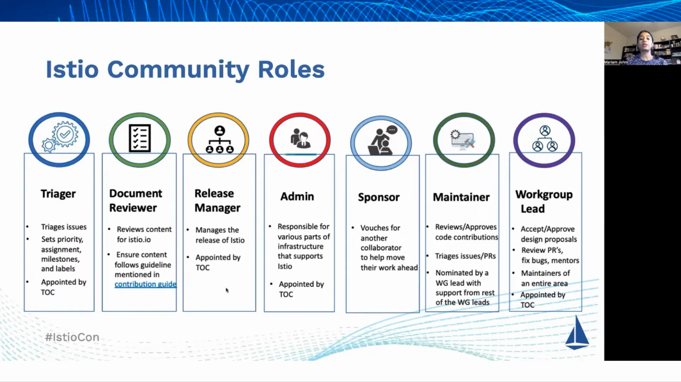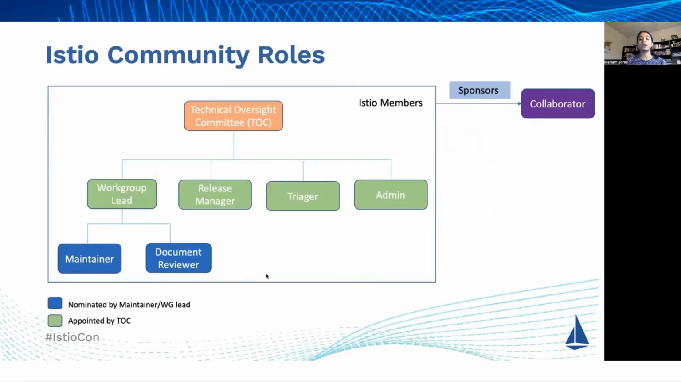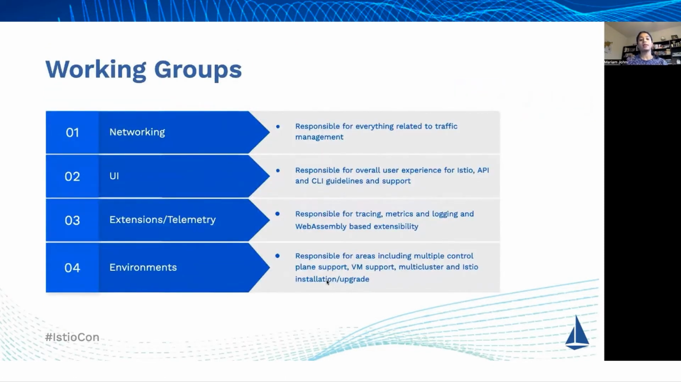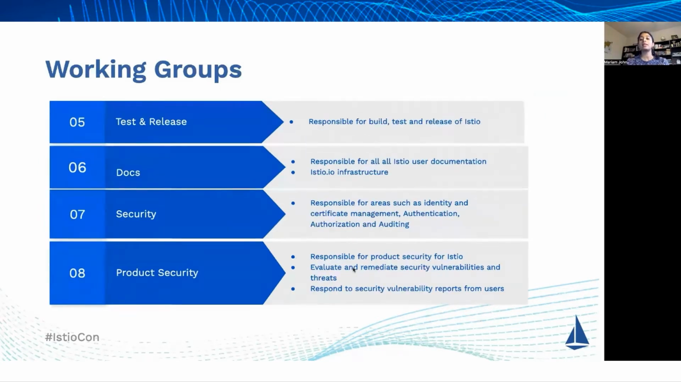The Istio project is organized into workgroups, and a maintainer is an active member within the workgroup that can approve changes to that area for which they are a maintainer. A workgroup lead is a lead of the workgroup that has the same rights as a maintainer, in addition to setting roadmaps and technical direction for that workgroup. All the roles here in green are appointed by the TOC, and the ones in blue are nominated by the workgroup leads. There are a total of 8 working groups in Istio, and each working group is responsible for the design and implementation of architectural aspects for the area that workgroup is responsible for.